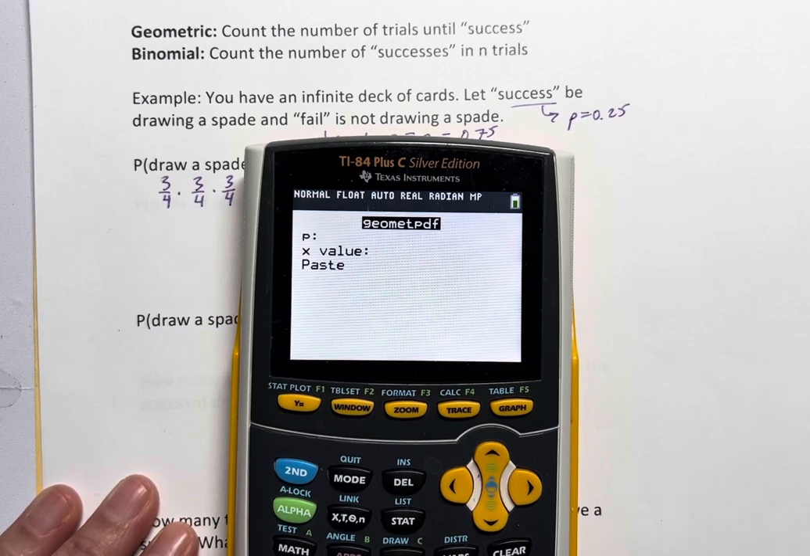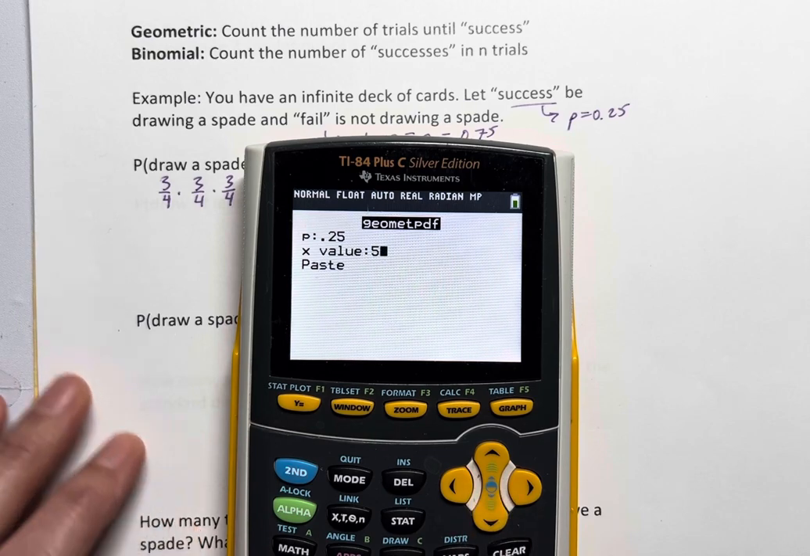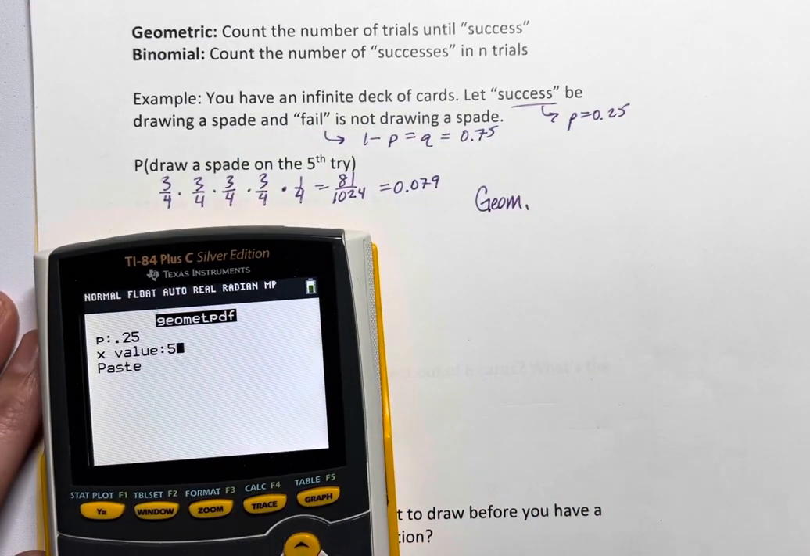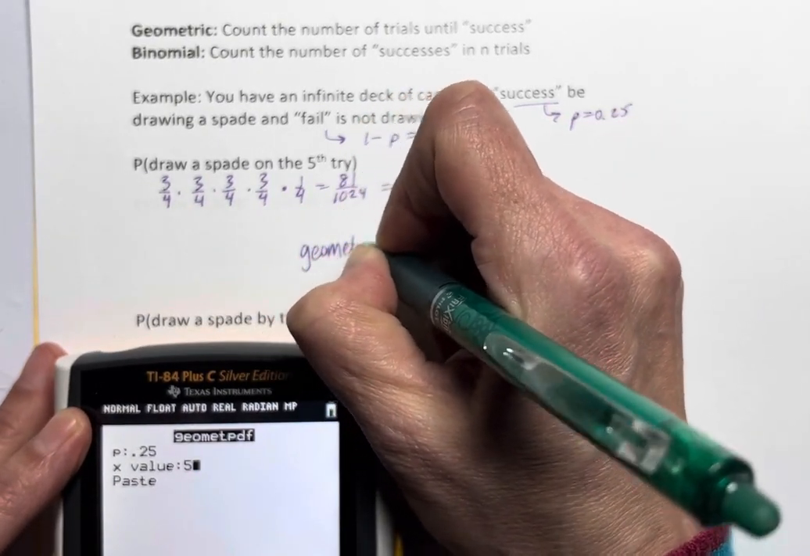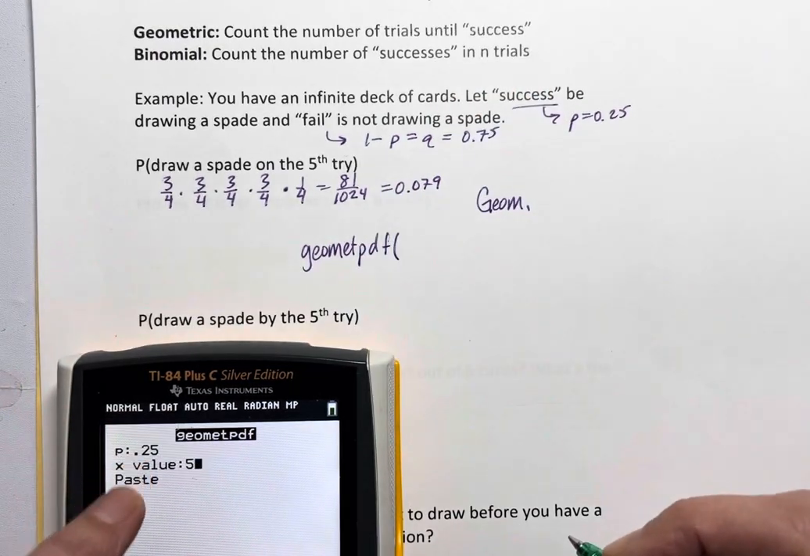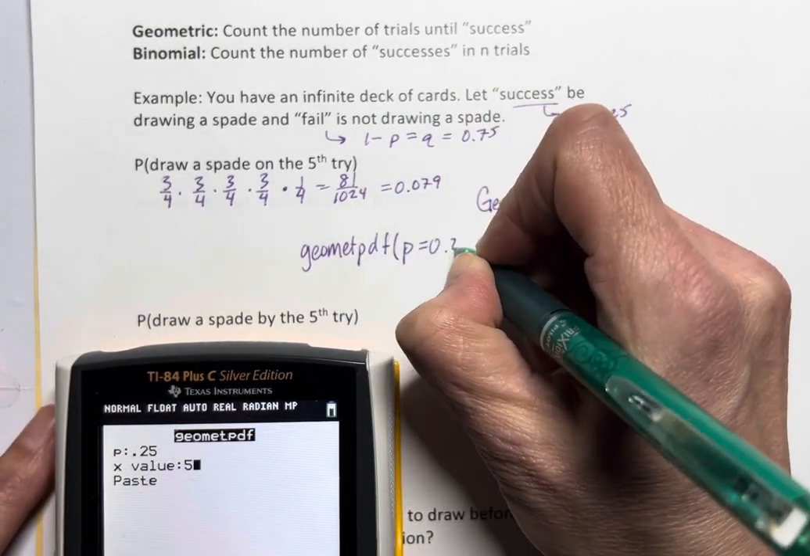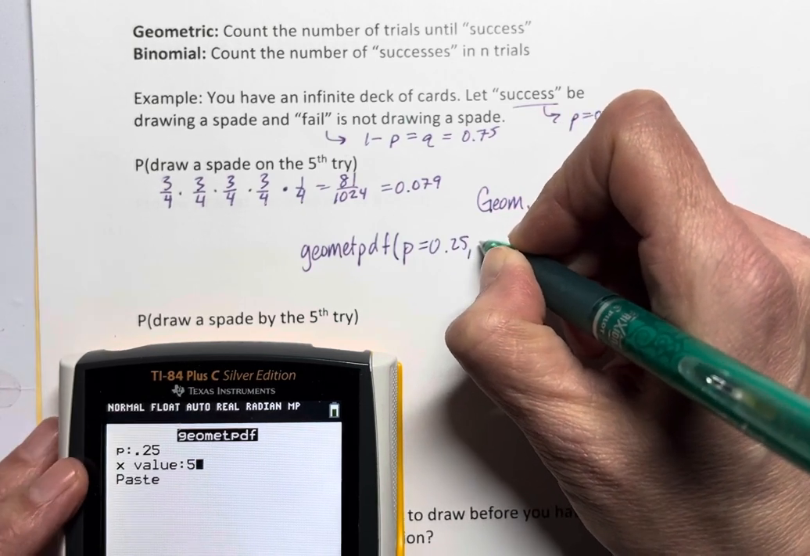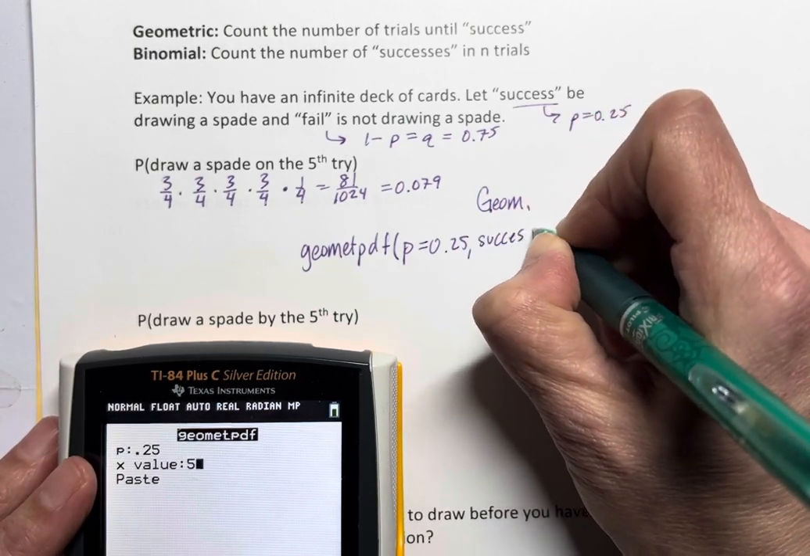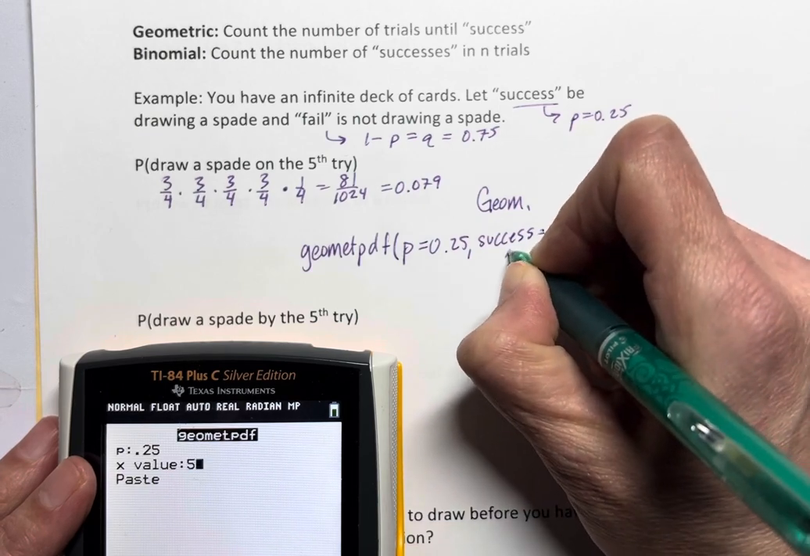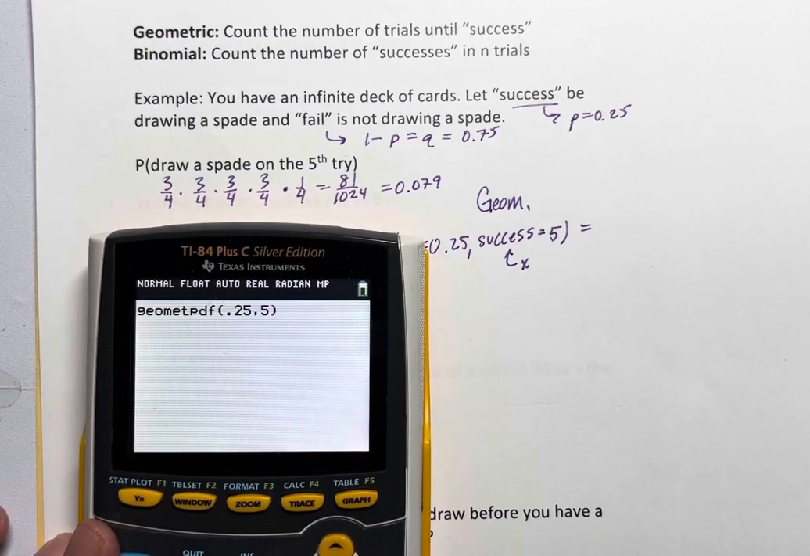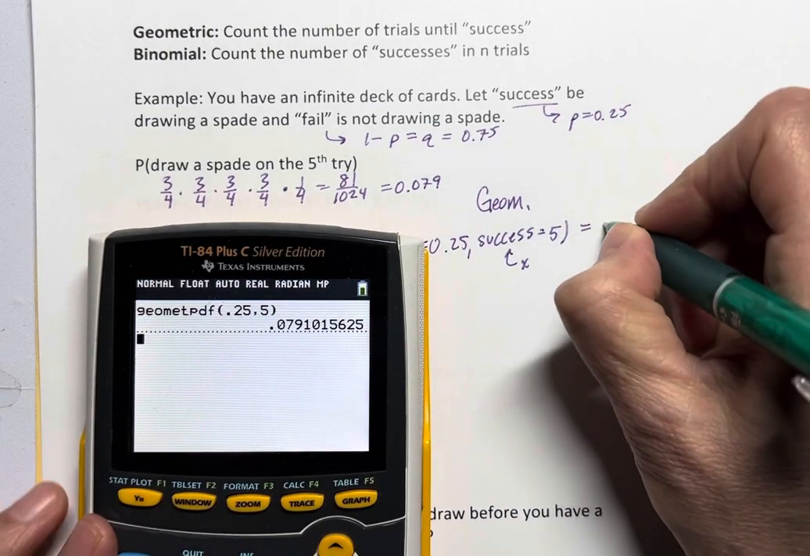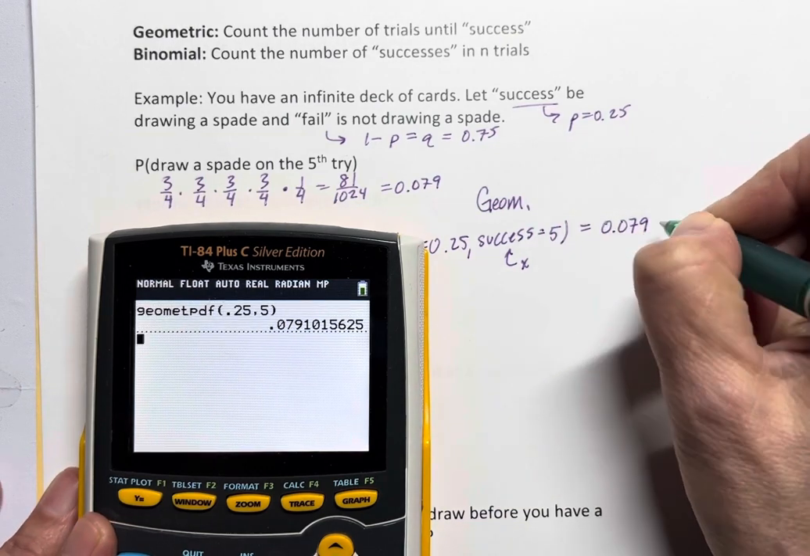We'll go in here, and then it asks for a P, our probability, 0.25, our X value, that's our trial number. And then just like when we're doing normal CDF, the thing we write matters. So what we write is that Geomet PDF on our calculator. And then we have this list here, so we can write P equals 0.25. And then I like to write success here, like as in I'm getting success on the 5th try. You can also write an X there. And if we do that, we get 0.079. It's the exact same number as before, which is good.